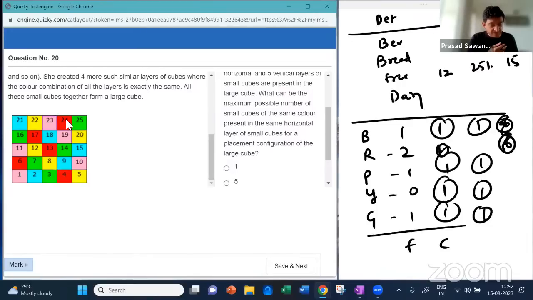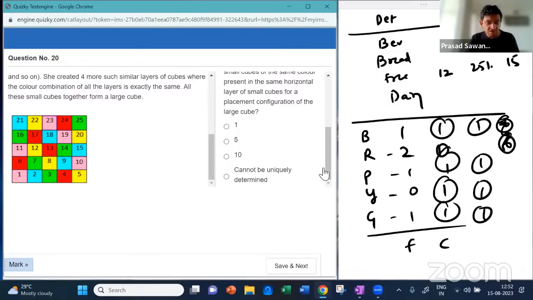Are 3 colors present in the same layer? Can't really see, right? 3 colors. Maximum 2. Yellow भी दिख रहा है 22 and 12. 10 in the same layer. 3 I can't see. What are the options? 1, 5, 10. Cannot do it. We can uniquely determine it if we make the cube. So I think 10 is the answer.